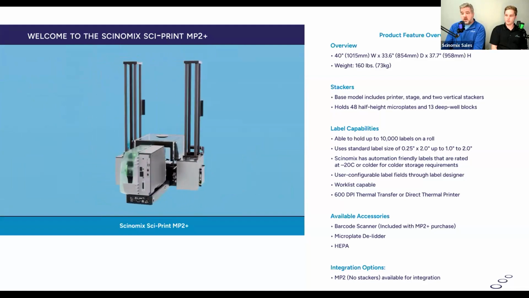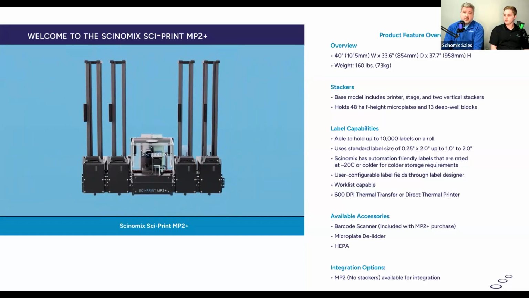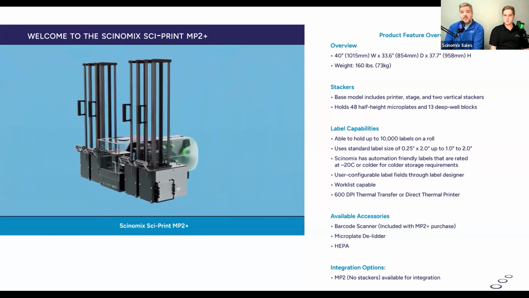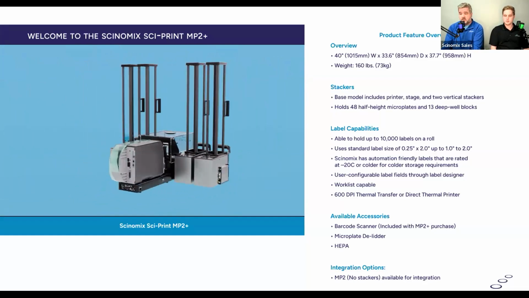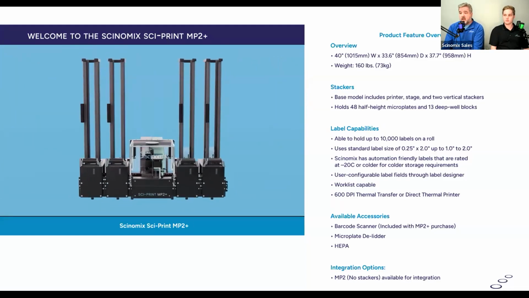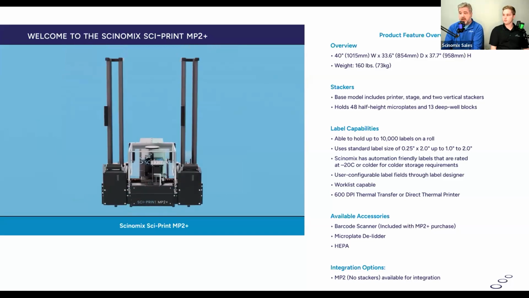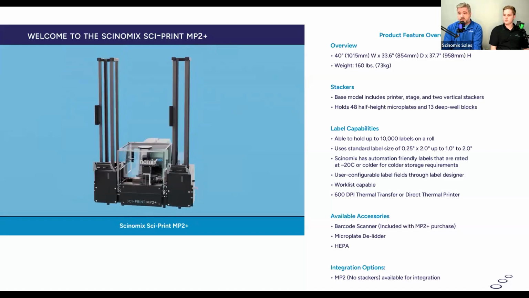Available accessories are, with the MP2 Plus, it comes standard with a barcode validation scanner. You can add a barcode scanner to our MP2, which we will get to, which is our smaller integratable version. On this system, it does have the delitter. That is an option. So you can do this with lidded plates, without lidded plates. So if you have lids, you can add that optional delitter.